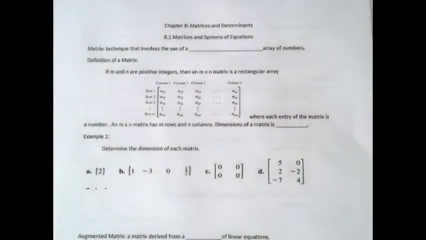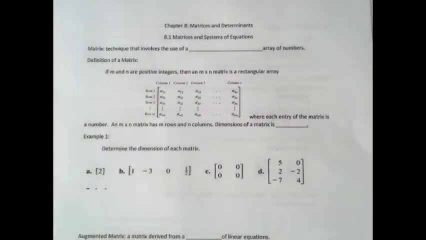All right, so chapter 8 starts with matrices and systems of equations. We've actually already learned how to solve systems of equations with 3 variables. Now we're going to put it into matrices, and we're going to be solving for 4 variables, 5 variables, that kind of stuff, okay?